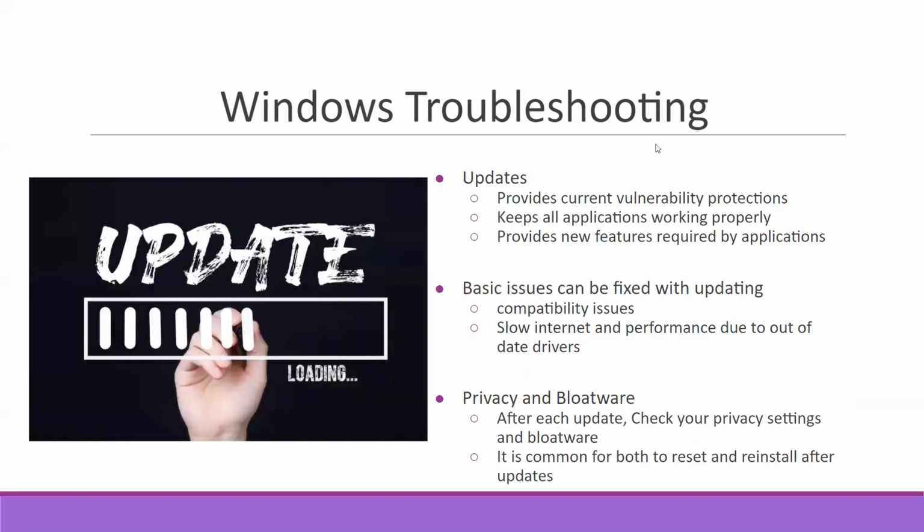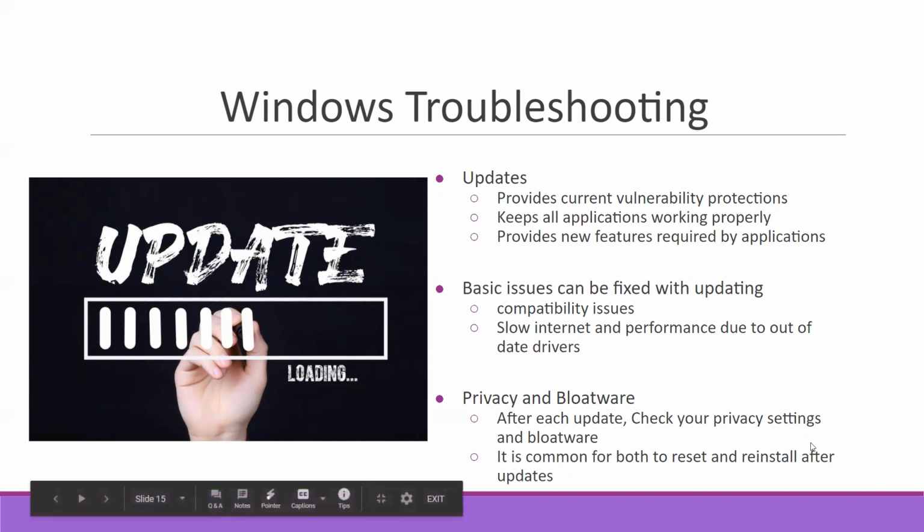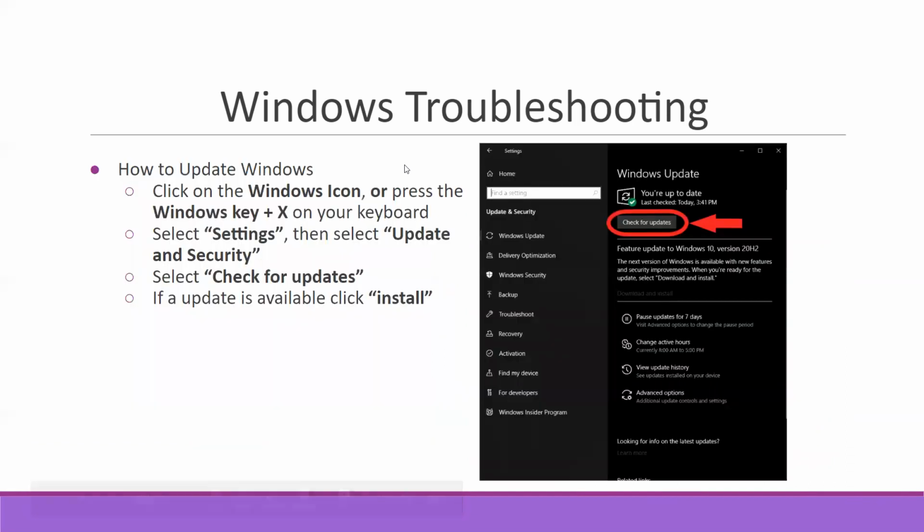So for Windows troubleshooting, we also have updates. Updates provide current vulnerability protections, keep all applications working properly, and provide new features required by applications. The basic issues can be fixed with updating: compatibility issues, slow internet performance due to out-of-date drivers. These are all very simple. You just update it with the latest Windows, and it usually will advertise it to you too. If there's a new one out, it'll ask you if you want to update. Privacy and bloatware: after each update, check your privacy settings and bloatware because it's common for them to reset and reinstall after the update. Super annoying, but we can't do anything about it.